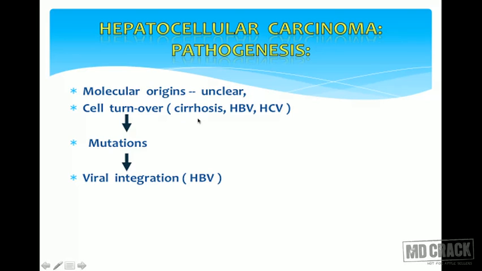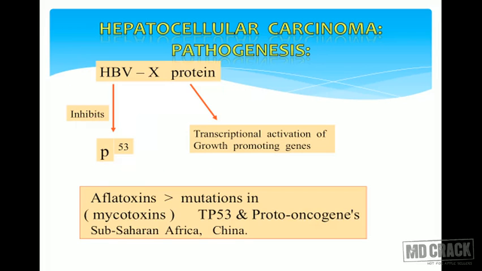So increased cell turnover will be there in patients with hepatitis B and C infections. In cirrhotic patients, more and more mutations will get accumulated. It is hepatitis B virus infection which is known to get integrated into the host cell genome. So it's a viral integration.